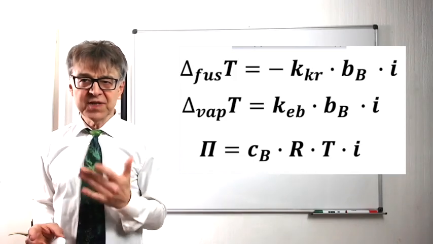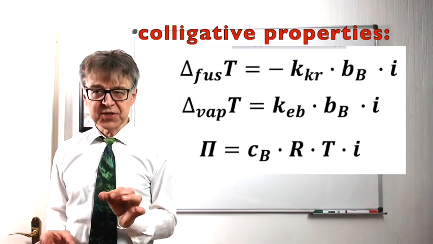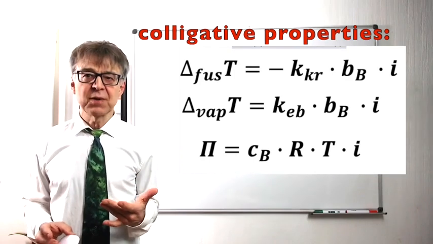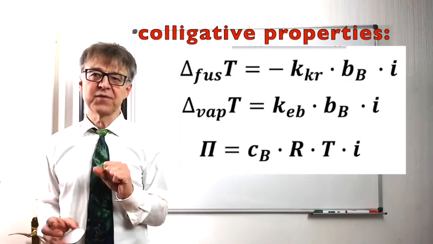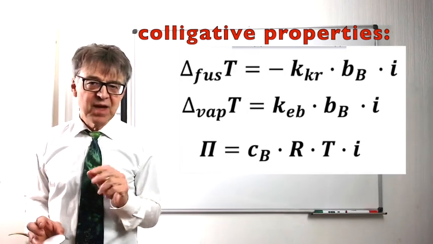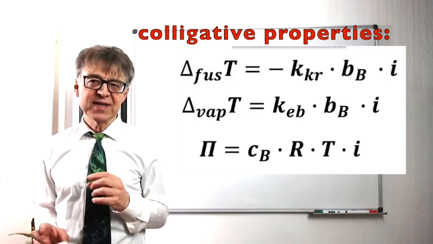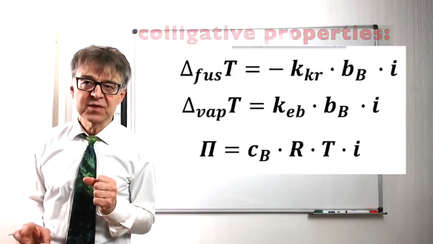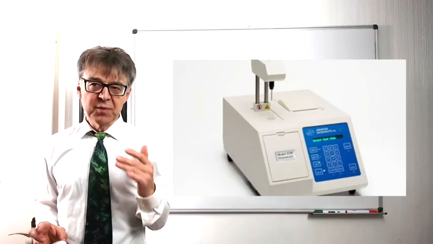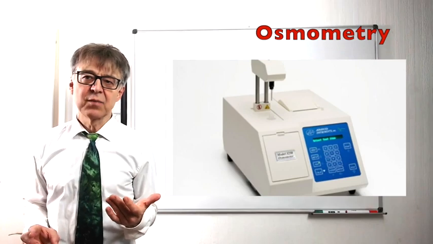Osmotic pressure, freezing point depression, and boiling point elevation are colligative properties, the magnitude of which depend only on the number of dissolved particles, but not on their chemical nature. Therefore, these properties are well suited to determine molar masses of dissolved compounds. For example, osmometry is used to determine the molecular masses of proteins and polymers.